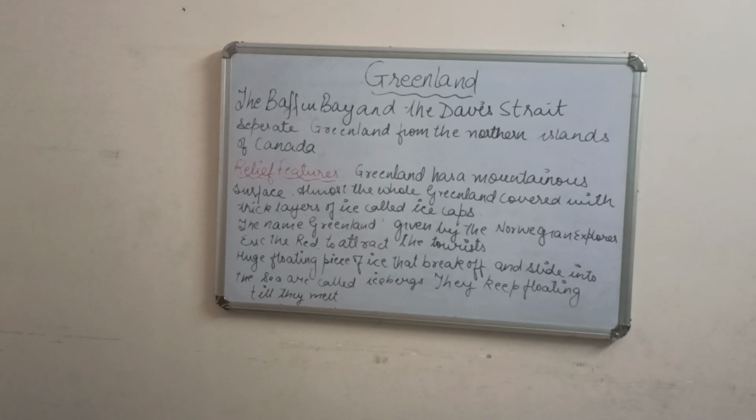So now let us talk about the relief features. When we talk about the relief features of Greenland, we know that Greenland has a mountainous surface. And almost the whole of Greenland is covered with thick layers of ice. They are called ice caps. This layer is quite thick, and at some places, children, it is about 2 kilometers deep also, and it has an area of about 21.5 lakh square kilometers.